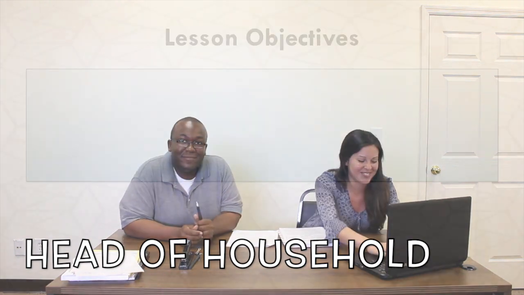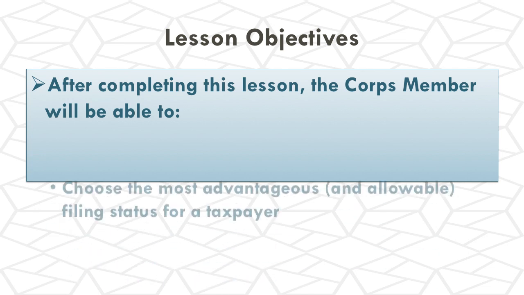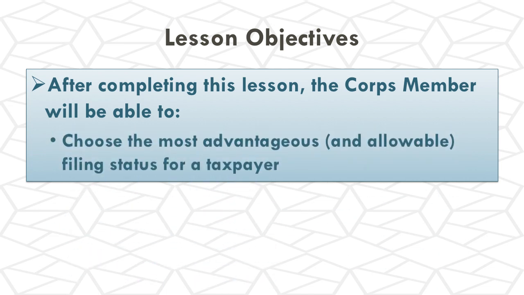Of course. So that concludes the lesson on filing status. Now that you've completed this lesson, you should be able to choose the most advantageous and allowable filing status for a taxpayer.